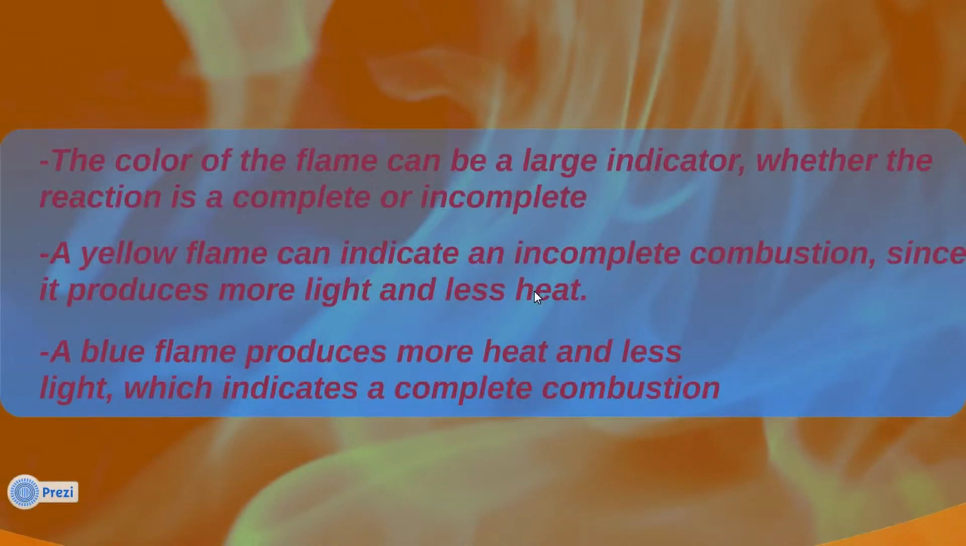Now, the color of the flame can also be a large indicator of whether the reaction is complete or incomplete. For example, a yellow flame can indicate an incomplete combustion since it produces more light rather than heat. And a blue flame produces more heat and less light, which indicates a complete combustion, as complete combustions are more efficient with heat.